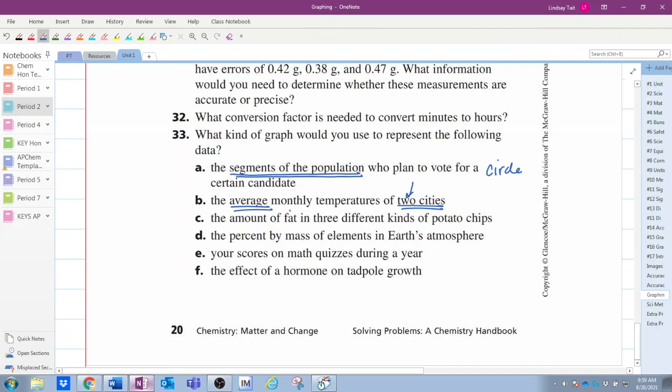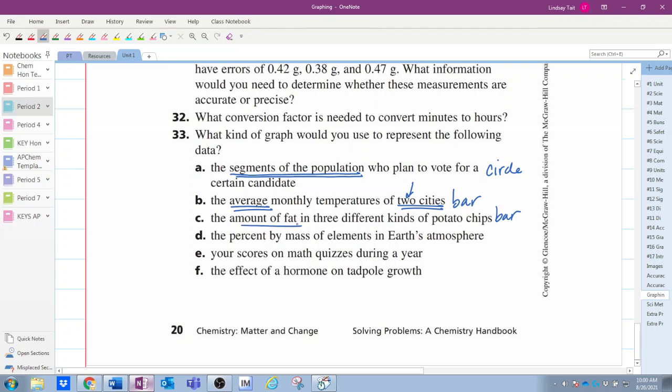But I think the 2 cities, that's what they're comparing. I would say a bar graph would be more appropriate. All right, letter C, the amount of fat in 3 different kinds of potato chips. Circle, bar, line. What do we think, Emma? Bar. This one I think is unquestionable, right?